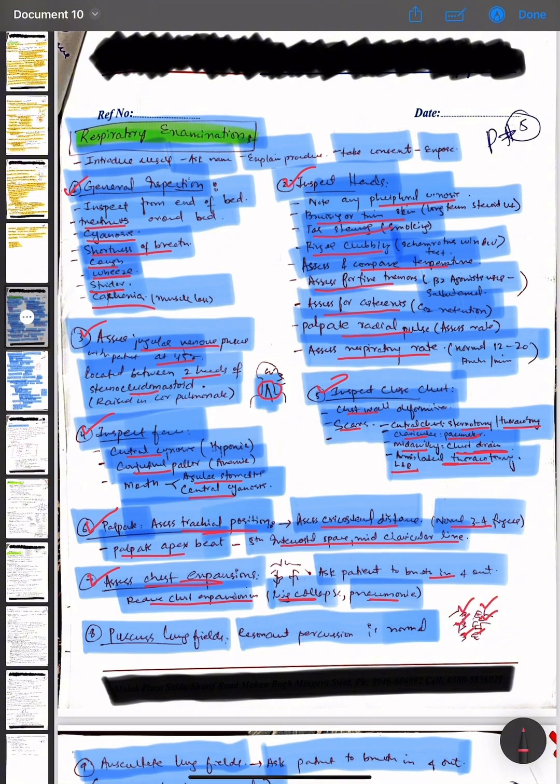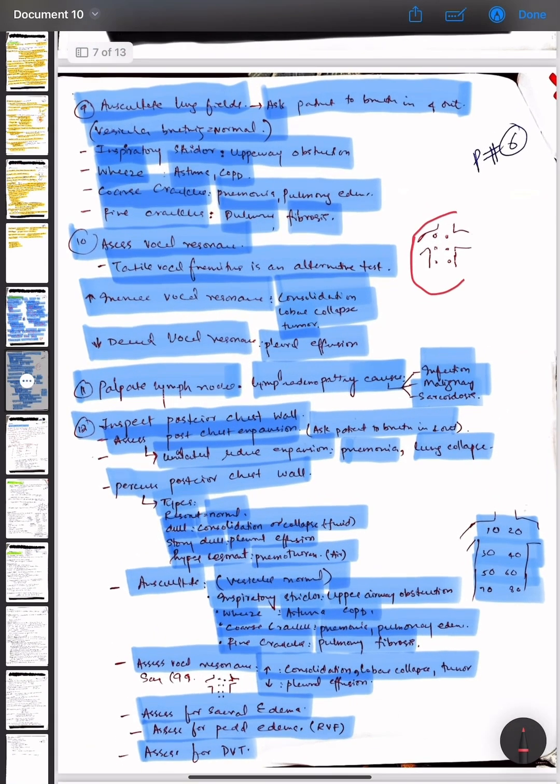Then percuss the lung fields. Resonant percussion is normal. Then you have to auscultate the lung fields. Ask the patient to breathe in and out. Vesicular breathing is the normal breathing. If inspiratory stridor is present, then upper airway obstruction. If wheeze is present, then asthma or COPD. If coarse crackles are present, then pneumonia or pulmonary edema. If fine crackles are present, then pulmonary fibrosis is the cause.